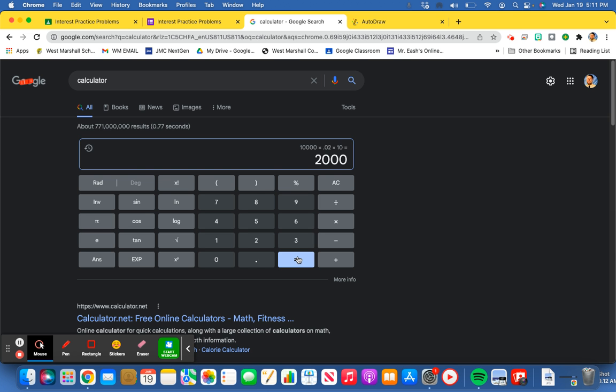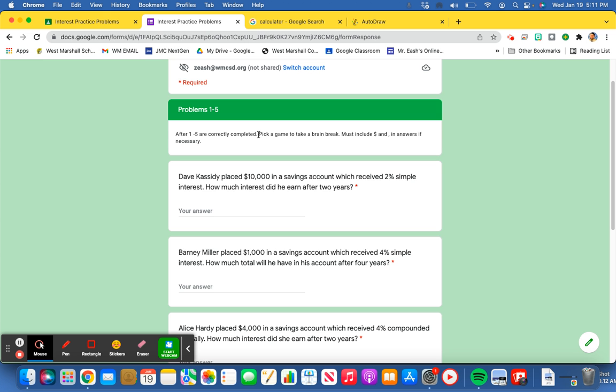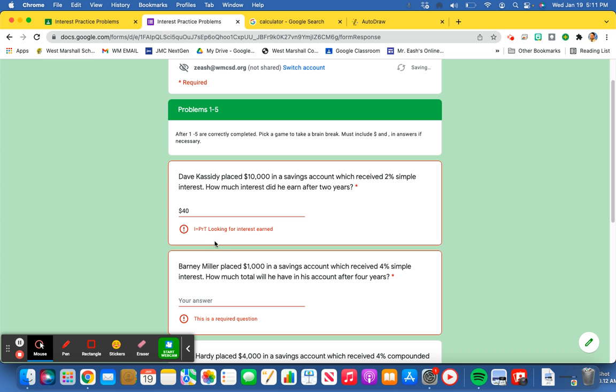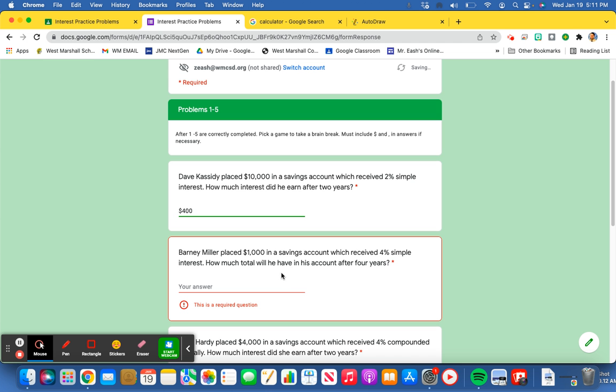Oh shoot, wrong thing, Aish. 10,000 times 0.02 times 2 years, he gets $400 of interest. Okay, he has $400 of interest. So the question is, how much interest did he earn in those 2 years? So I would put dollar sign 400, and it should stay like that. If I put anything else, if I put dollar sign 40 instead, okay, I put there, all right?